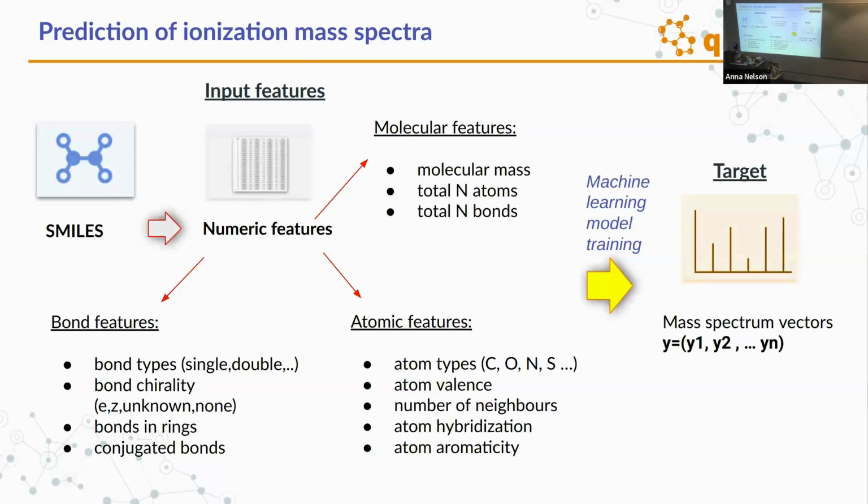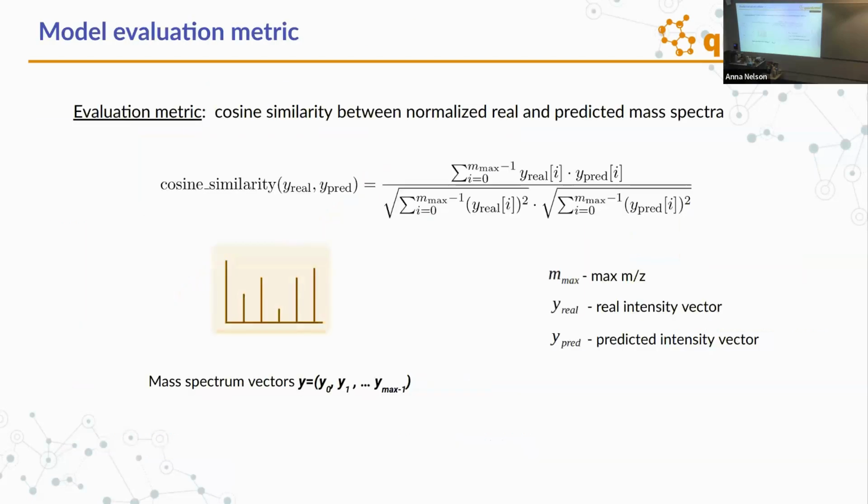To actually select a machine learning model, we need to come up with an evaluation metric for this model. In this case, we used the cosine similarity score. Here y real i and y predicted i are the intensities of all peaks at each m over z position. We aim to select a machine learning model that could give the best median cosine similarity on the test and validation data.